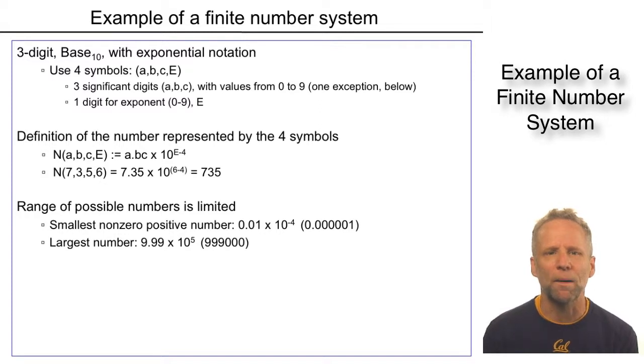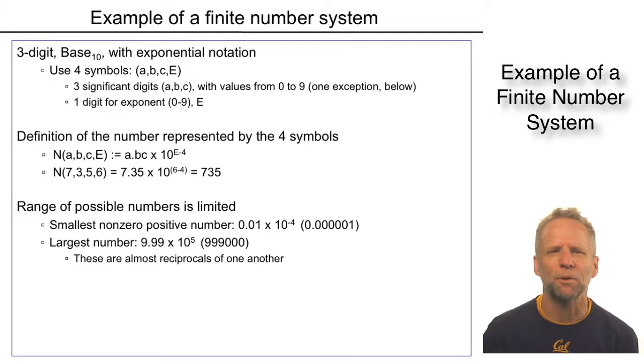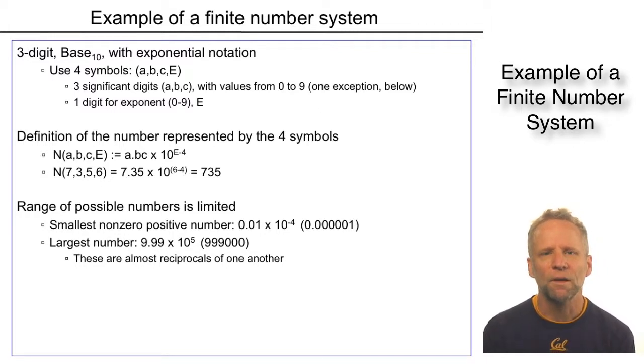The largest number we can represent is making A, B, and C all 9, and making E its maximum value, which is also 9. And when you subtract off the 4, you get 10 to the 5th, and that gives us 999,000. Now, if you notice, those 2 numbers are just about reciprocals of one another, if you check. And that's why we did the subtraction of E minus 4. It means that the small numbers relative to 1 and the big numbers relative to 1, that range in a multiplicative sense is about the same.